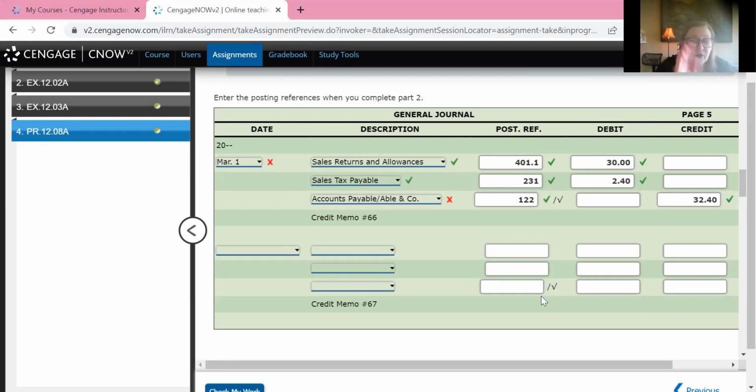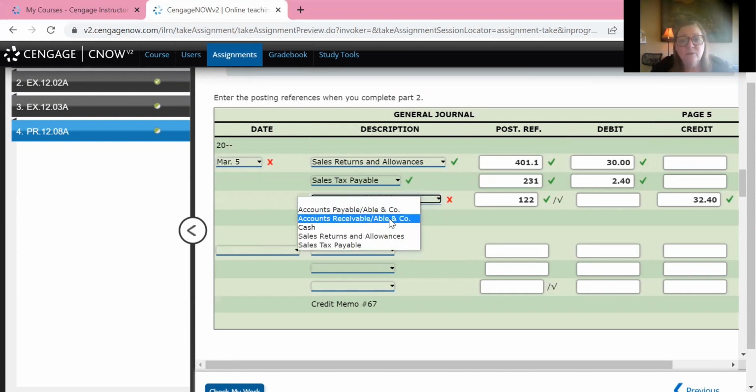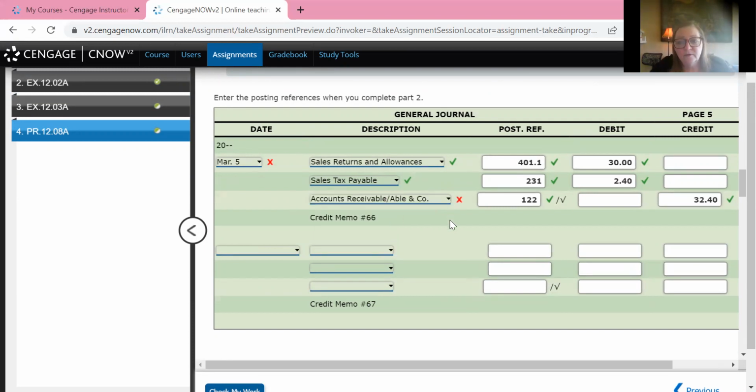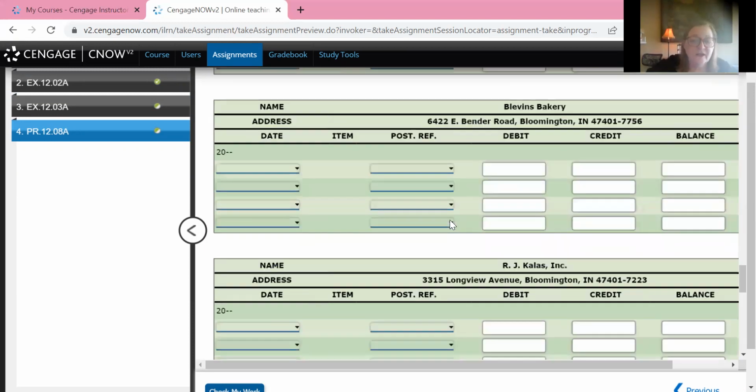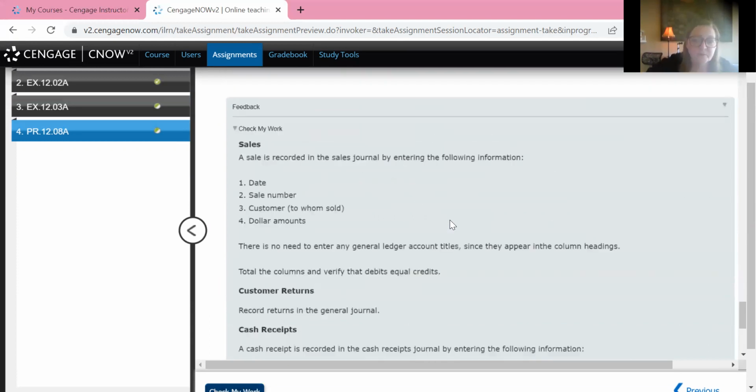Simplest thing. For one thing, I put March 1st, and it was really March 5th. I touched the wrong number. And the other really silly thing I did was I picked the accounts payable account. This is about sales. This is accounts receivable. Yeah, they're tricky. So now I have to click check mark again.